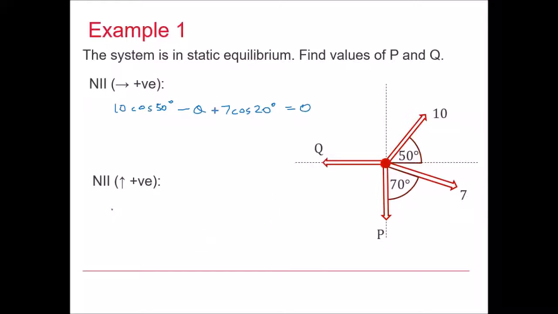Now, similarly, if we resolve vertically, following exactly the same procedure, we start with the 10. Well, that will be 10 sine 50, or you could say 10 cos 40 if you prefer. It's the same thing. There'll be no contribution from Q. We're taking upwards as positive, so when we come to P, it's negative. And then also the component of 7 will be negative. We'll have minus 7 cos 70. Or if you really wanted to be perverse, you could say 7 sine 20. It would be the same thing.